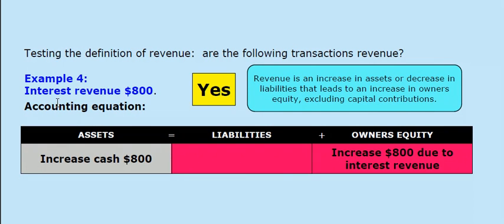This next example, interest revenue. Interest revenue would be, for example, when the business invests cash into, say, a high interest account and receives interest on the cash in that particular deposit. So it has received cash of $800, so assets do go up by $800. Hence, one part of the definition has been met, an increase in assets. And it does lead to an increase in owner's equity due to this revenue activity. So it does meet the definition of revenue, an increase in an asset which leads to an increase in owner's equity. It is not a capital contribution, so it does meet the criteria of the definition.